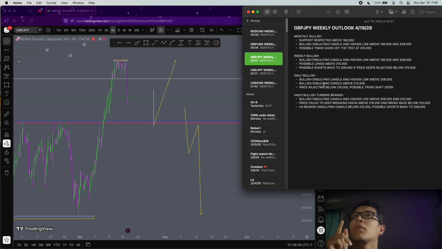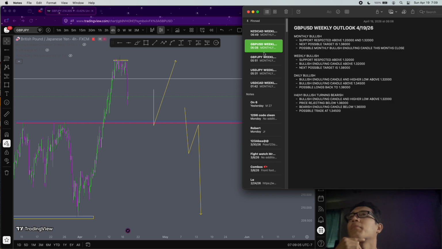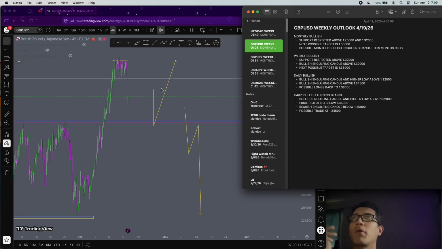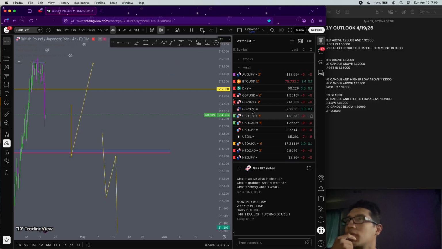Wait. I'm just making sure that I wasn't showing GU when it was supposed to be GJ. But you can pause it and read it. And now we're on GU. So let's get into GU.